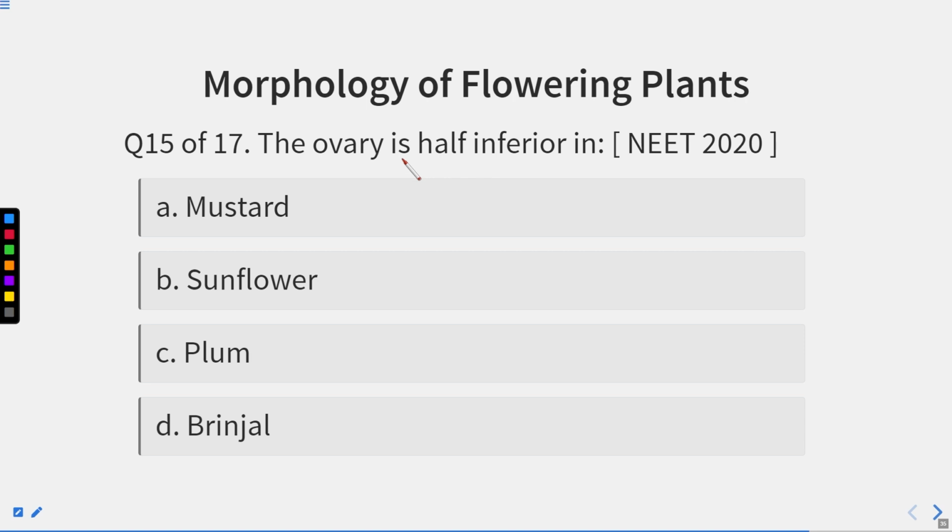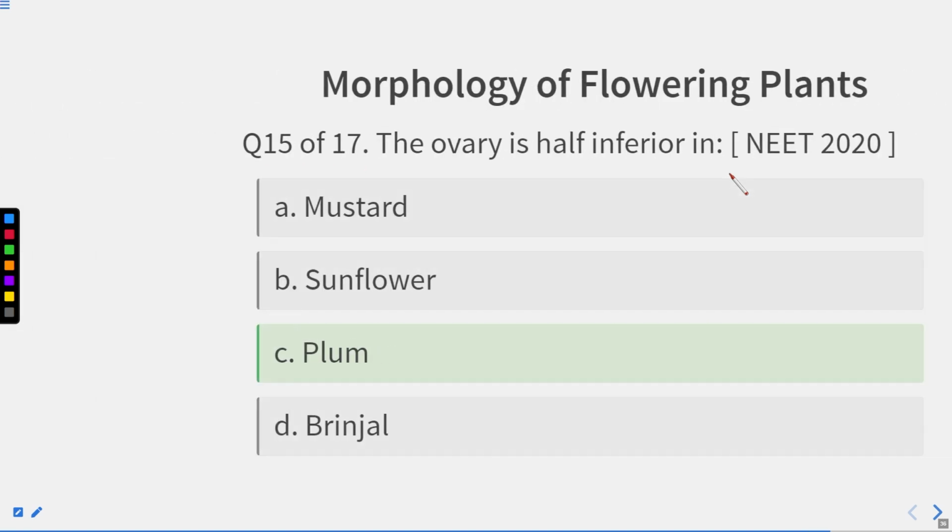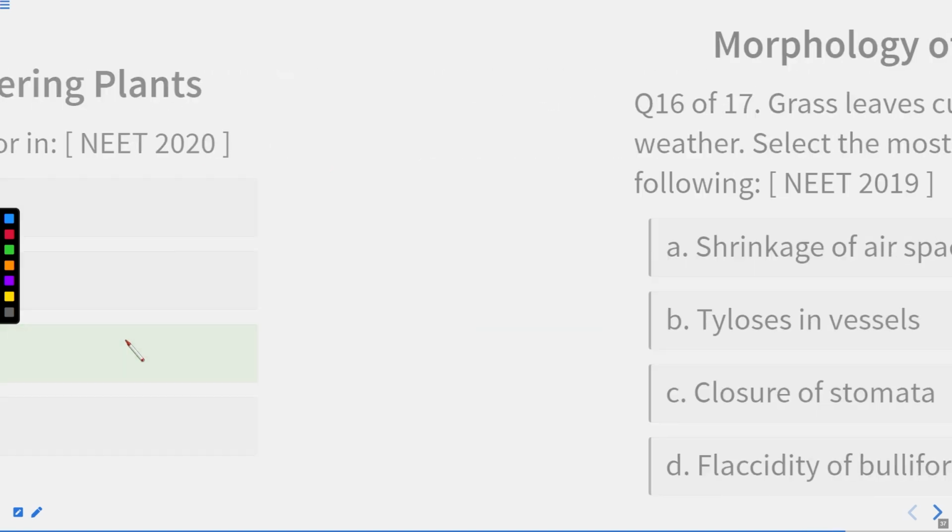Next is again a straightforward question. Again, you have to memorize this. The ovary is half inferior in. So these are the options: mustard, sunflower, plum, and brinjal. Half inferior means they are talking about perigynous flower, in which the ovary is half inferior. So the answer is plum, option C.